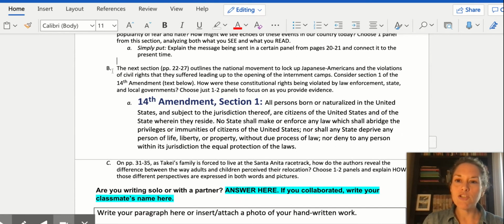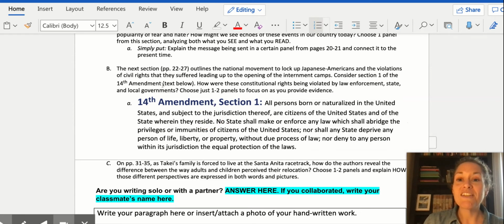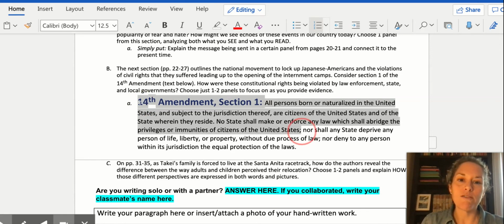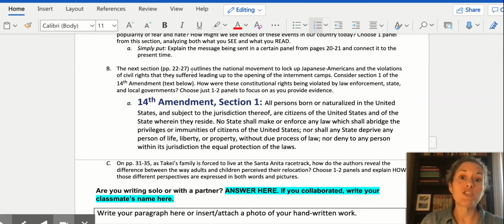All right, this next question is the most challenging. I still would really love to see some of you tackle it, because you get 2 texts. You would use some evidence from Section 1 of the 14th Amendment, and then you would also pull evidence from a panel from pages 22 through 27. So this is a language of that amendment, which is from this post-Civil War Reconstruction era. So this is when African Americans, former slaves, and really just male former slaves became citizens, so to speak. They were viewed as people deserving of voting rights and such.